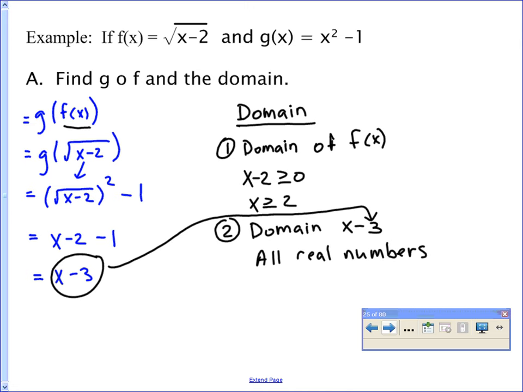So if one of the two is all real numbers, then the combination is going to be just the strictest. So that means that my domain is going to be the combination of the two, which is x is greater than or equal to 2, or in interval notation, we have this. Okay.